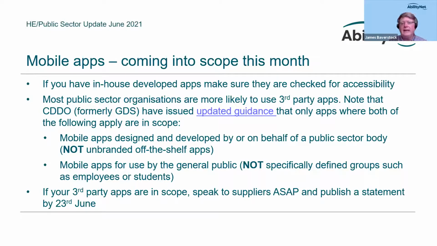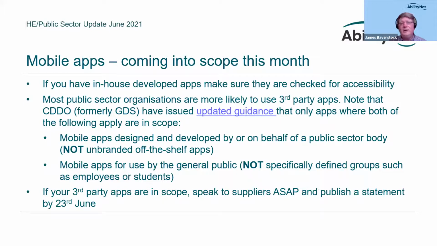So if you have in-house developed apps, you need to make sure that they are checked for accessibility. Most public sector organisations are more likely to use third-party apps. Here there's something important to note: the CDDO, the Central Digital and Data Office, which was formerly part of GDS, issued last week updated guidance on exactly what types of third-party app are in scope. They've clarified that in order for third-party apps to be in scope, both of the following must apply. Mobile apps designed and developed on behalf of a public sector body are in scope, but not unbranded off-the-shelf apps. And these apps also have to be in use by the general public, not just for specifically defined groups, such as employees or students.